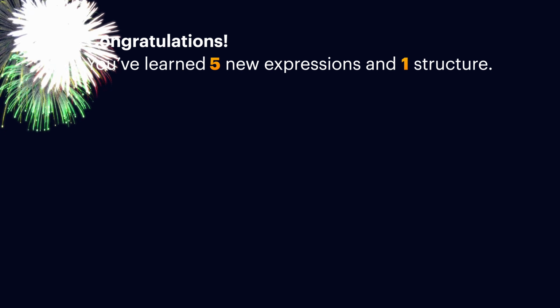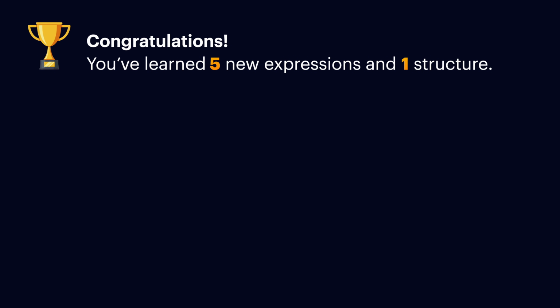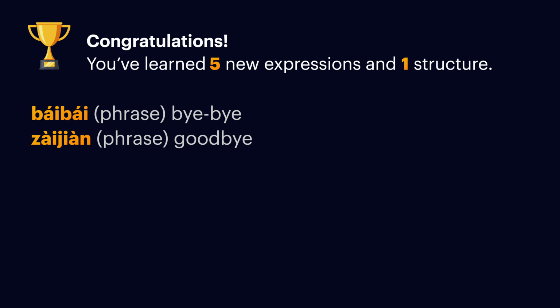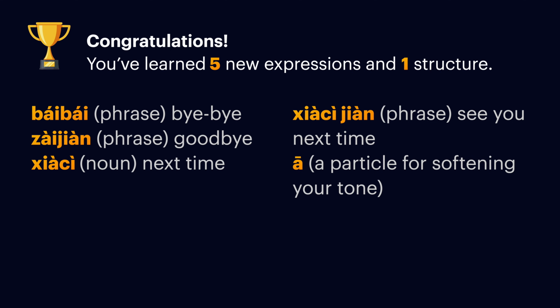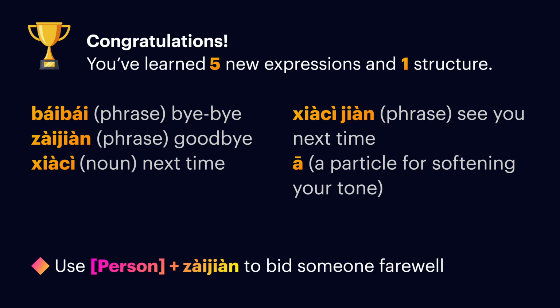Great, in this lesson, you learned 5 expressions and 1 structure. You learned that bye-bye is the equivalent of the English bye-bye. 再见 is another way to say goodbye. 下次 means next time. 下次见 means see you next time. 啊 is an expressive particle for softening your tone. And finally, we learned the structure person plus 再见, which is used to bid someone farewell by name.